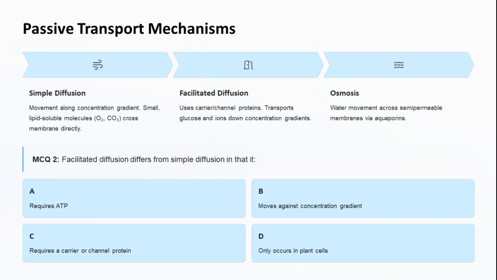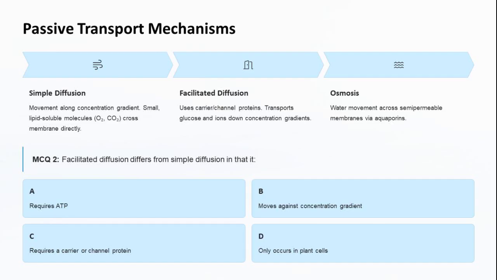In simple diffusion, gases like oxygen and carbon dioxide move freely across the membrane. In facilitated diffusion, carrier or channel proteins help glucose or ions pass through. Osmosis? That's just water finding balance, with the help of aquaporins.